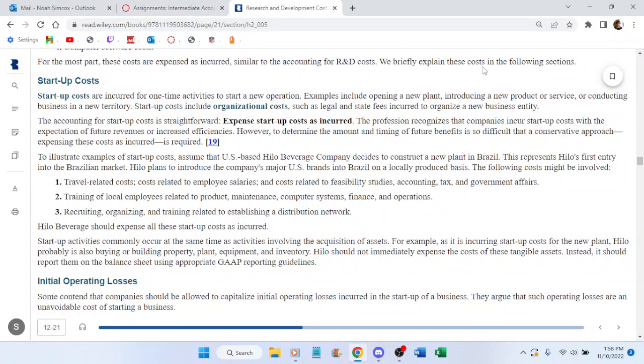Startup costs are incurred for one-time activities to start a new operation. Examples include opening a new plant, introducing a new product or service, conducting business in a new territory. Startup costs include organizational costs, such as legal and state fees, incurred to organize a new business entity. The accounting for startup costs is straightforward. Expense startup costs as incurred.